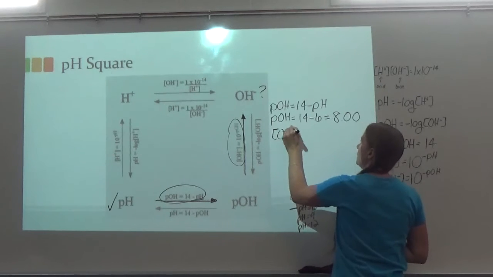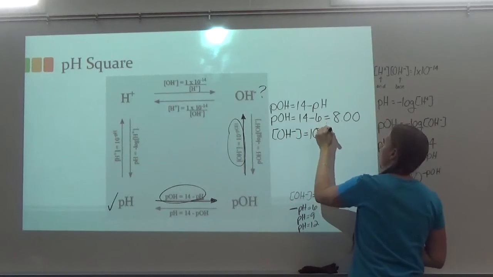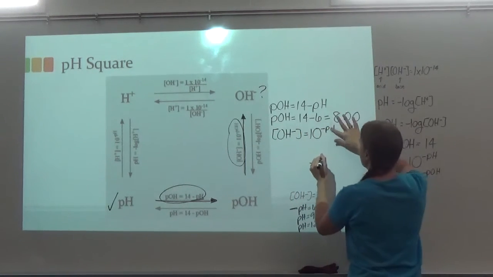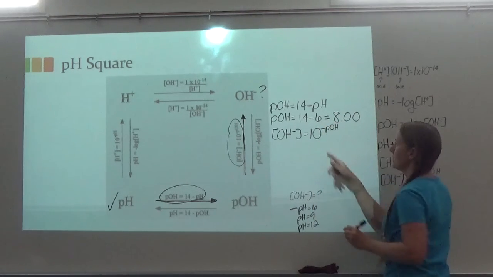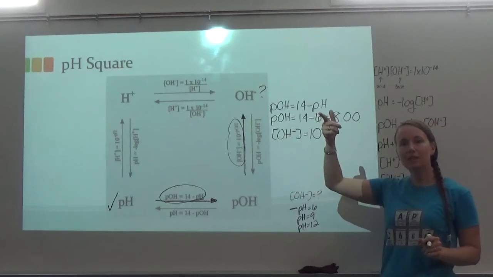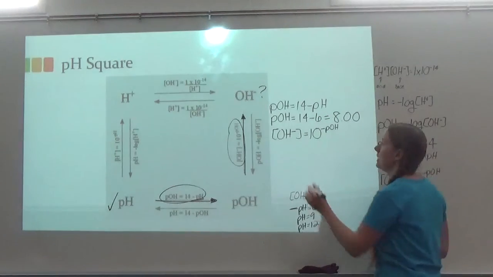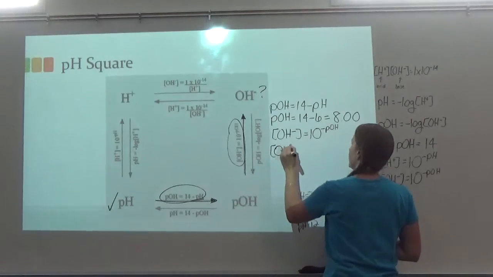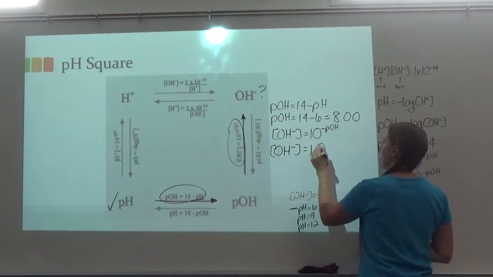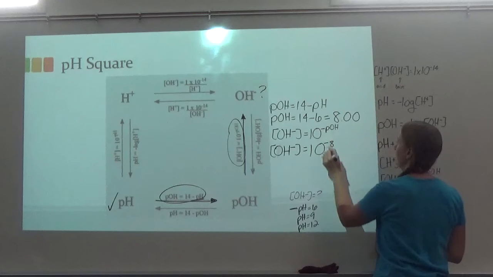So it tells me OH minus is 10 raised to the negative, I just wrote negative pH, it's pOH. And remember, this is 10 raised to the negative pOH, not 10 minus pOH. So I'll plug that in. I keep wanting to write H's for some reason. So my OH minus is 10 to the negative 8.